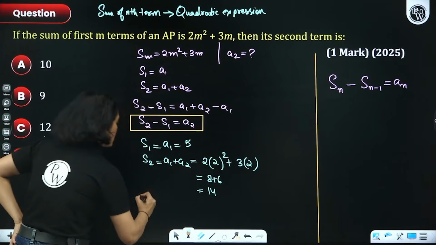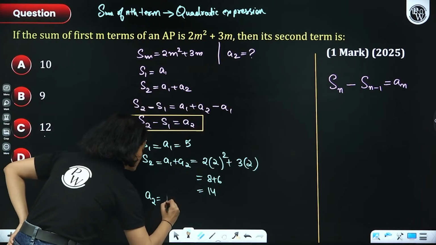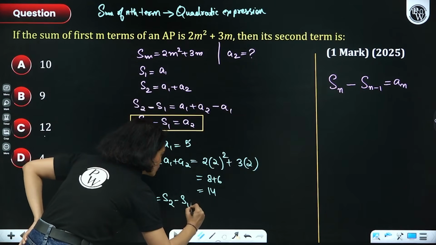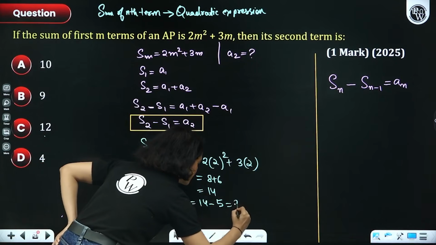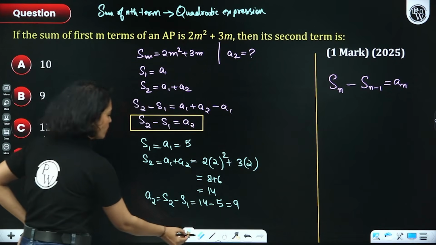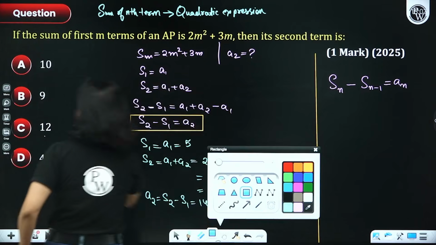Okay, now we know that A2 is equal to S2 minus S1. So 14 minus 5, that is equal to 9. 9 is the answer, everyone. Option number B is the answer.